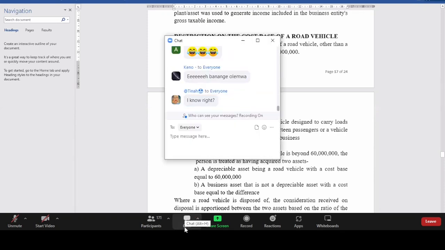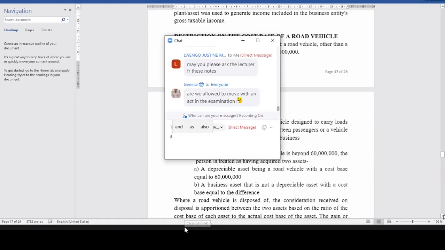Restriction on the cost base of the road vehicle. Another key one.